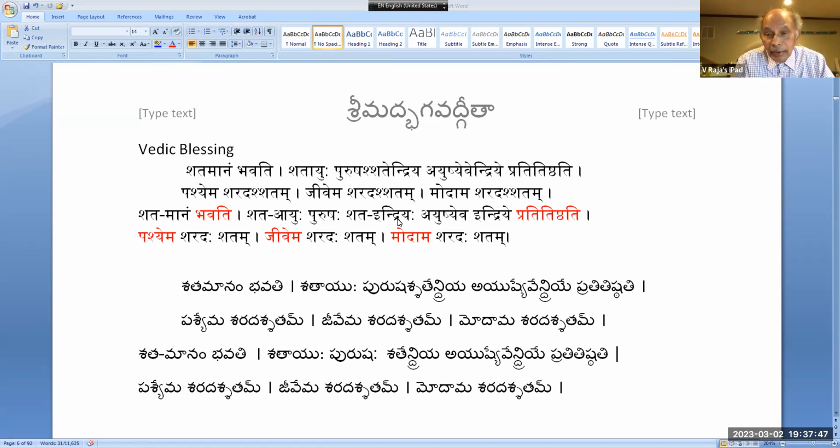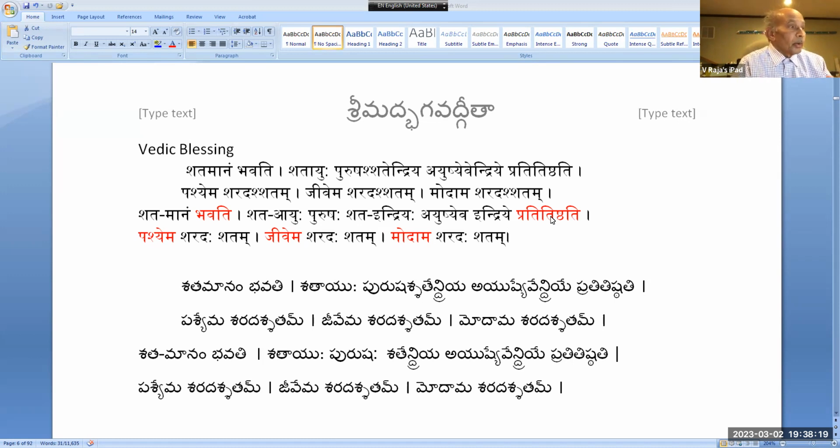That is not the goal. It's saying all your indriyas, sensory organs, work properly. You can do your job yourself. You can take care of the daily activities. So may you be able to exist. It also says pratitistati, it means to exist, to stand firmly.